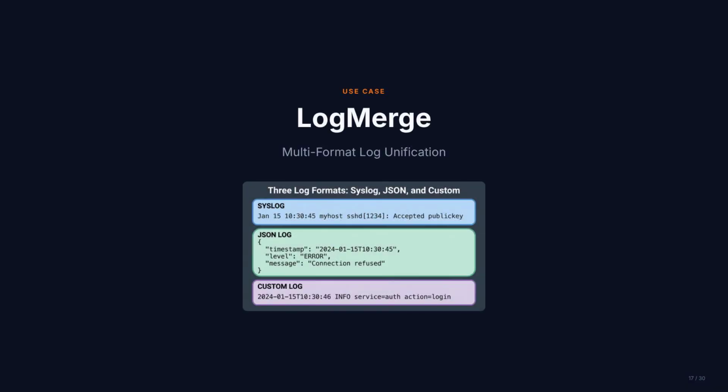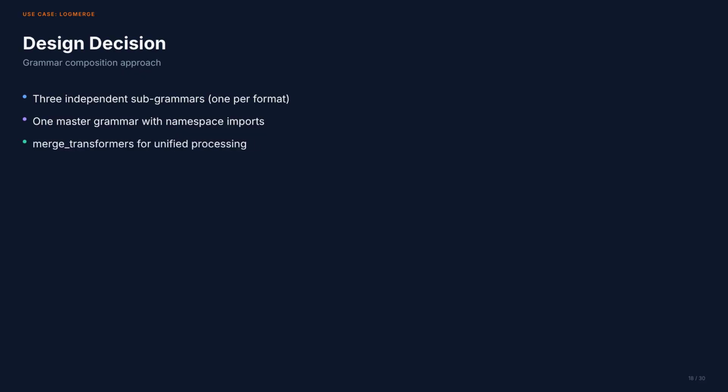Let us build a real parser. Production systems generate logs in multiple formats. Syslog for system events, JSON for structured application logs, and custom formats with key value pairs. Analyzing logs across these formats requires a unified parser. Our approach uses grammar composition. We will create 3 independent subgrammars, one per format. A master grammar imports all 3, and merge transformers combines their processing logic. Each format team can work independently.